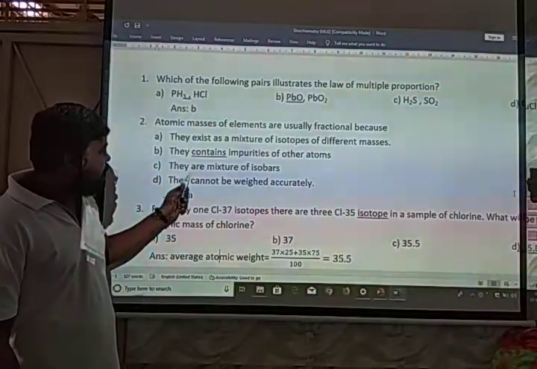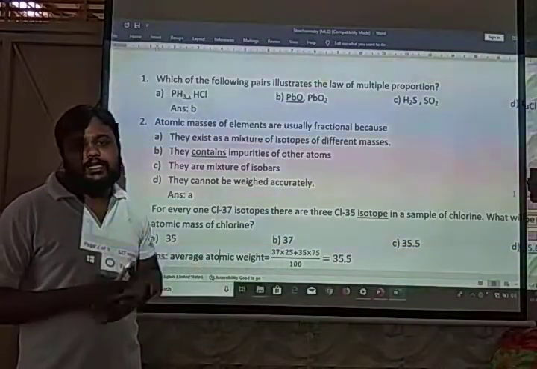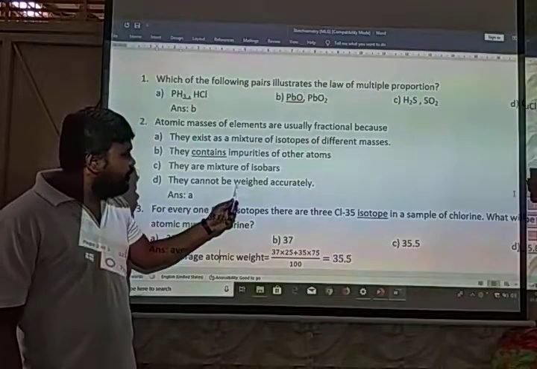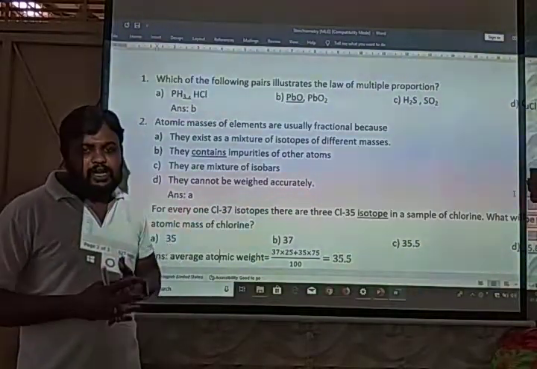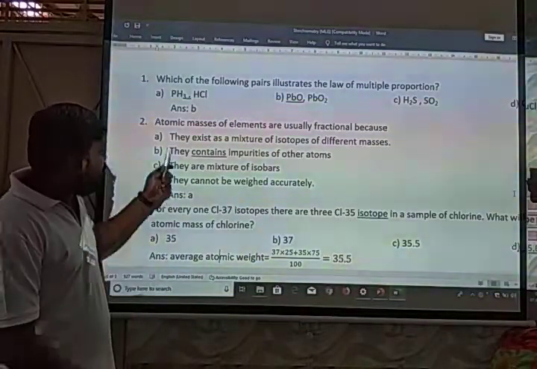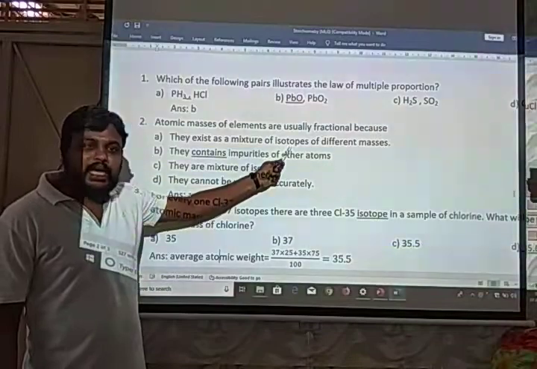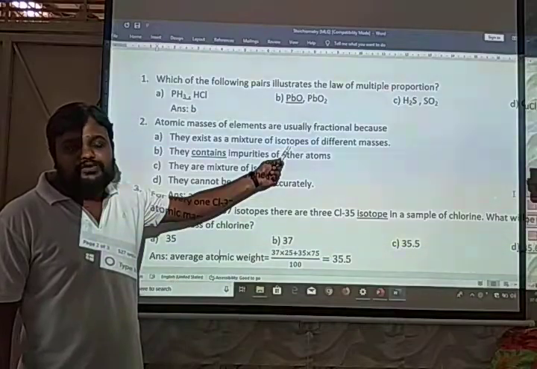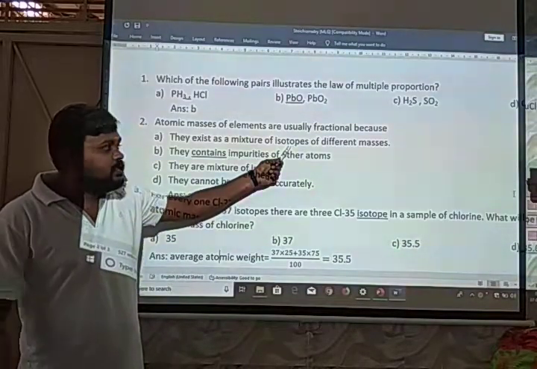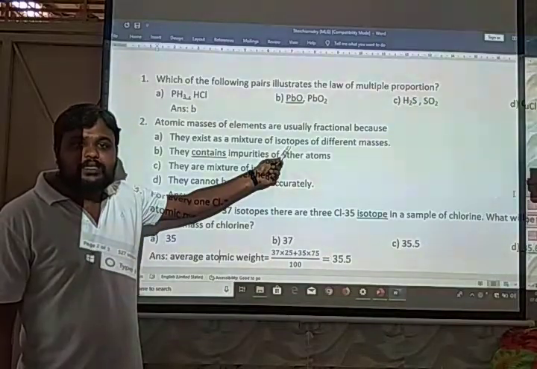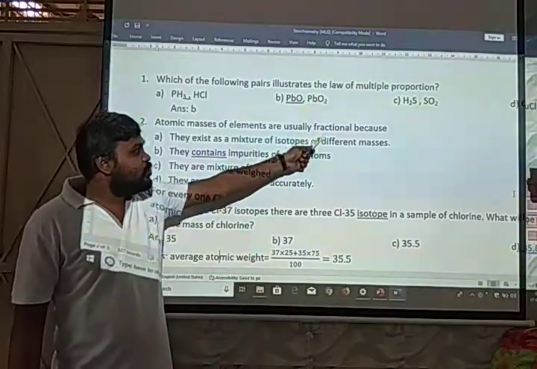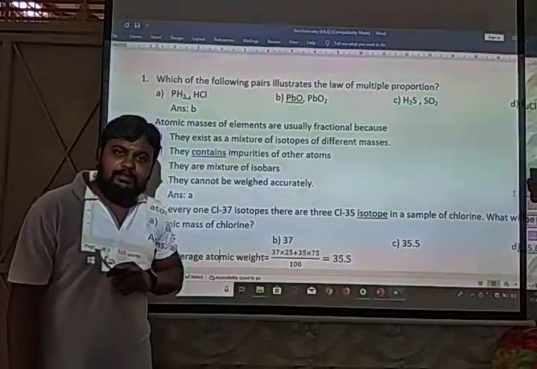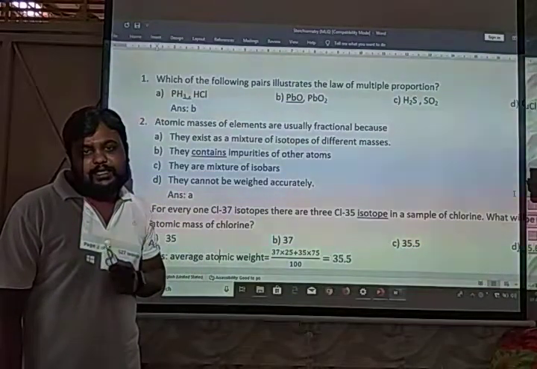Similarly, they are a mixture of isobars. Isobars also don't make any difference in the atomic mass. They cannot be weighed accurately is also not a correct answer. So the right answer here is they exist as a mixture of isotopes. You are all very familiar with isotopes, having the same atomic number but differing in atomic mass. As a result of the difference in atomic mass, you get the fractional atomic weight of an element.